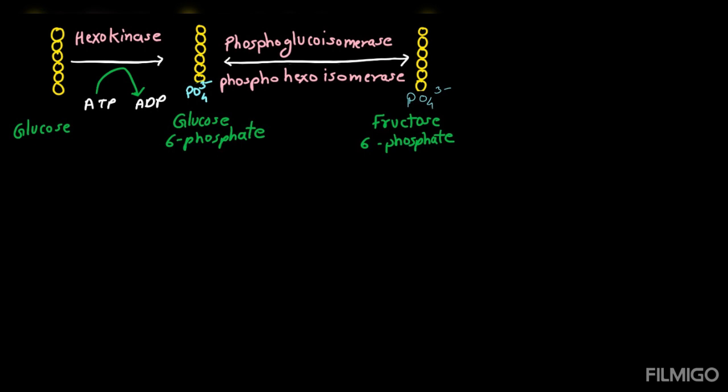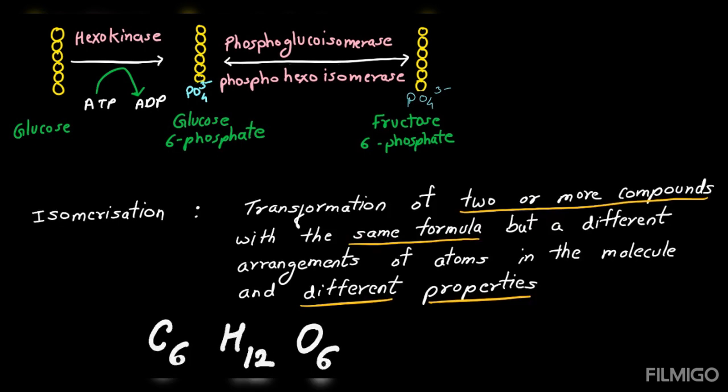Now coming to the second step. In the second step, this glucose 6-phosphate molecule changes its structure into fructose 6-phosphate molecule. And this process is called isomerization. As here the formula will be the same, that is C6H12O6, and only the structure is changing. The name of the process is isomerization. In the isomerization process, only the structure will change but the formula will be the same.